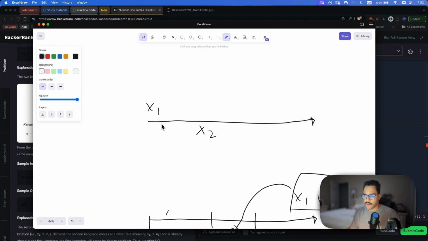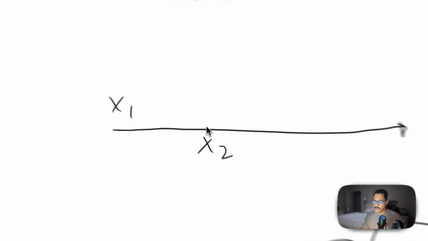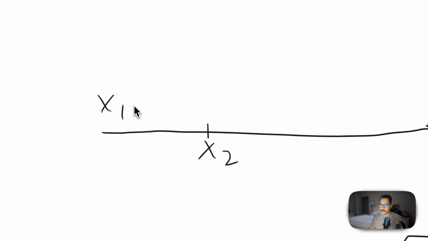So in the other case, we're going to assume that this guy is going to have a larger distance, right? But this guy is going to have a greater velocity, because that is the only possible way that they could meet.